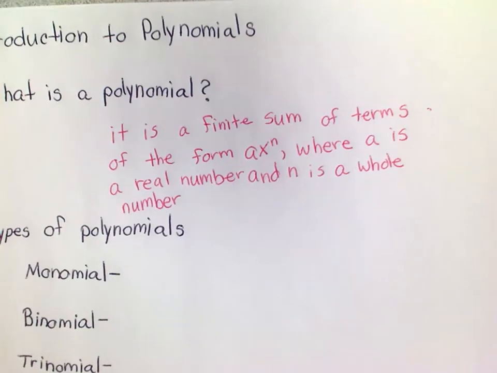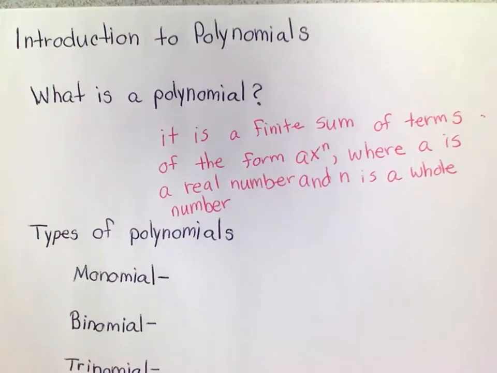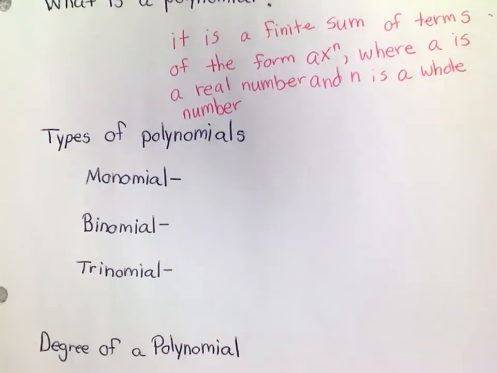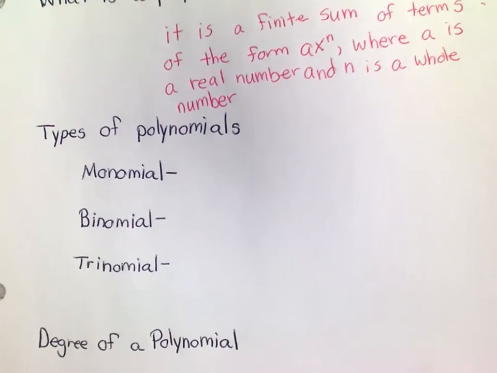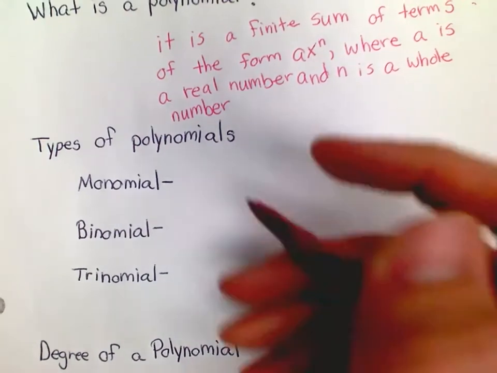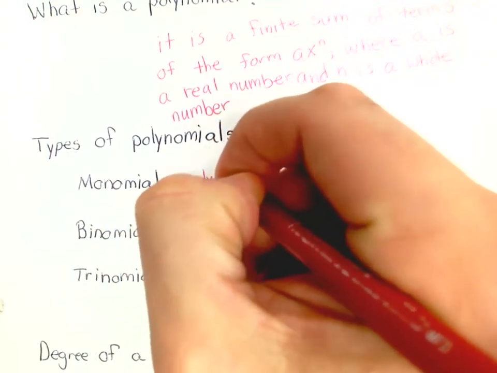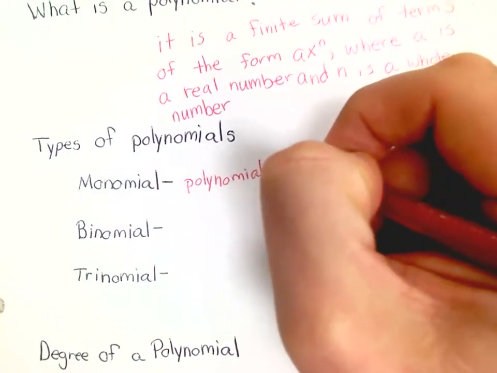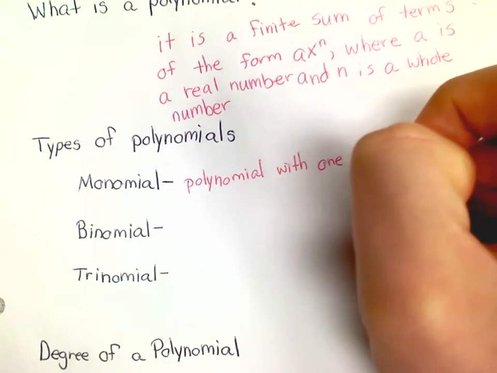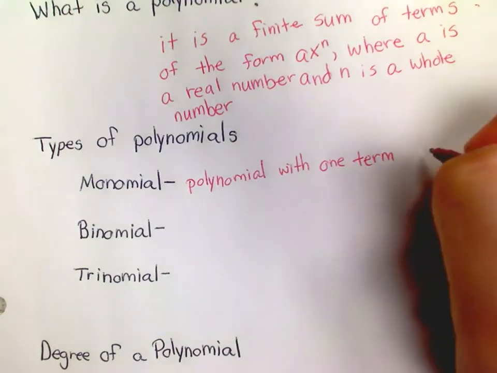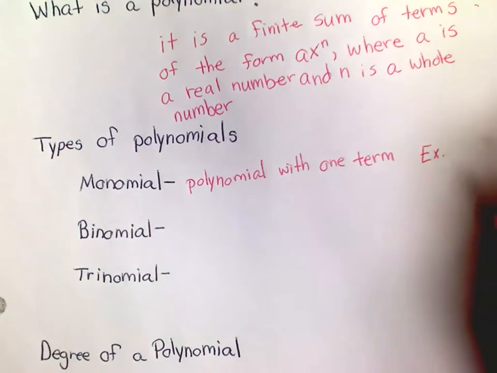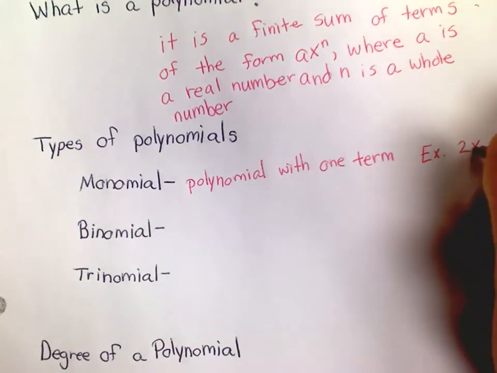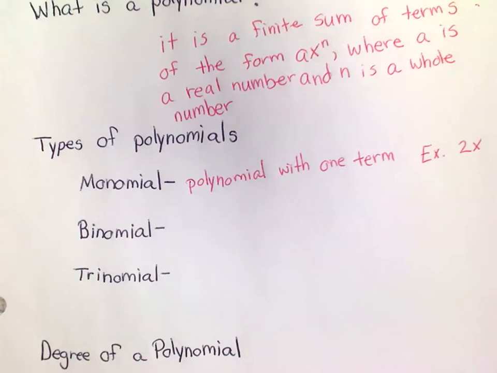Okay, so now that we know what a polynomial is, let's talk about the types of polynomials you may encounter. They include monomials, binomials, and trinomials. So, what is a monomial? It is a polynomial with one term. And to see an example, that would look like 2x or 2x squared or something like that, where it's just one term.